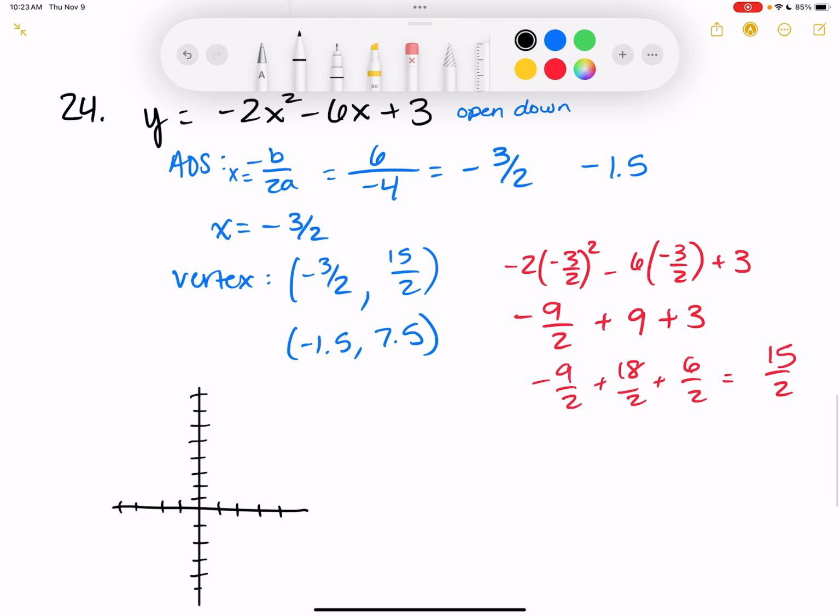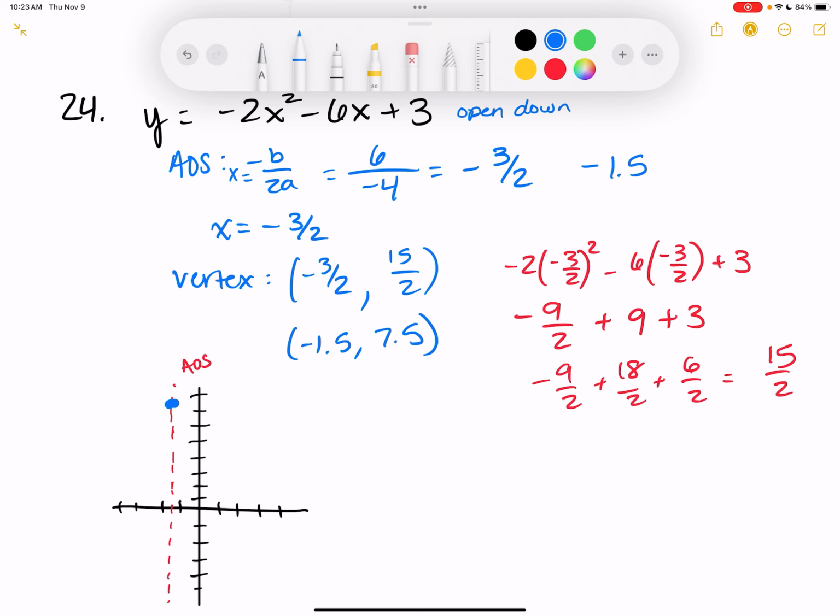All right, so my axis of symmetry is at negative 1/2. The vertex is at negative 1/2, 7 halves. Or sorry, 7.5, not 7/2. Words are not working for me today.